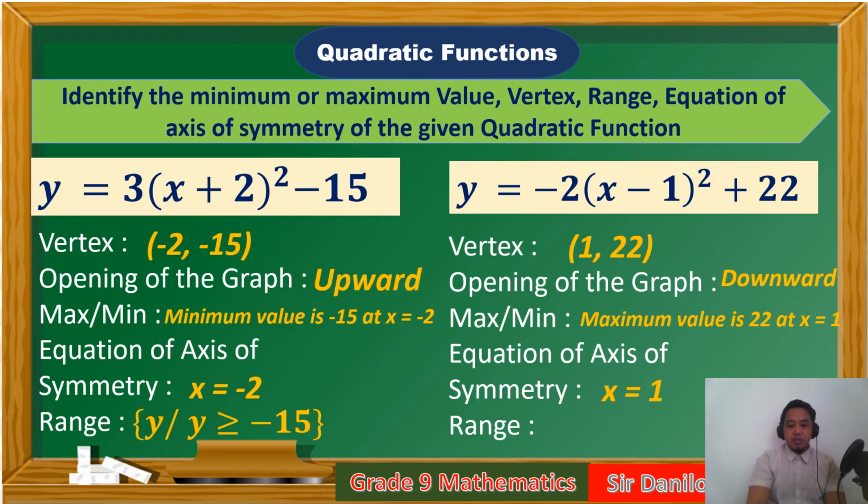Okay? Equation of axis of symmetry, ano kasi yan eh? X equals h. So, ano yung h mo? Yan. Yung h mo ay 1. Kaya yung dito ang h mo is negative 2. And then ang ating range, kapag negative, less than yung gagamitin. Plus k, no? So, less than natin yan. Y such that y is less than or equal to 22.